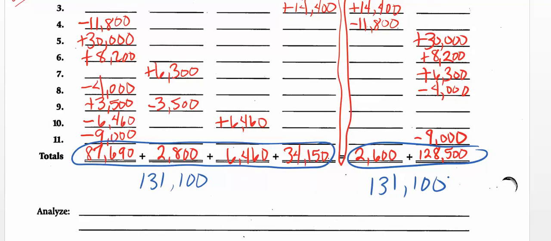I say probably because there's a chance that you could have put something in the wrong column, maybe the wrong asset, and you would still come up with the right answer. But this is a quick way to just check and make sure you've got your accounting formula correct.